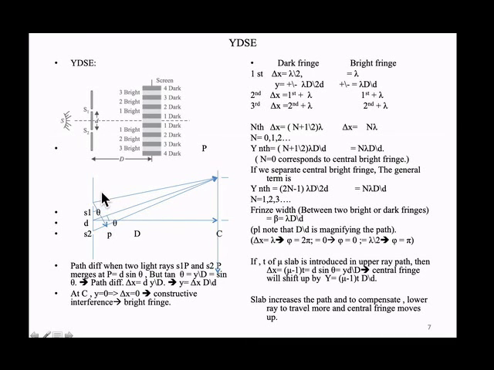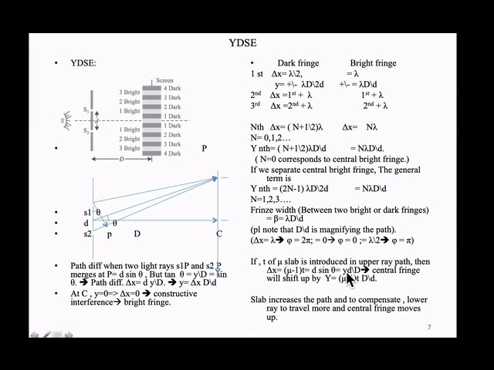Suppose a slab of refractive index mu is introduced in one of the paths. Then what is the distance traveled additionally due to the slab? It is (mu minus 1) into t. (Mu minus 1) t is the additional distance traveled by the top path. So by the time they come to the center, the path difference is (mu minus 1) t. Delta x, (mu minus 1) t, is equal to d sine theta, which is equal to y d by D.